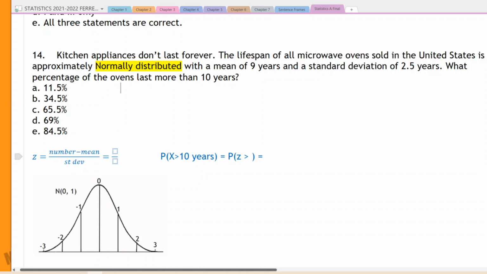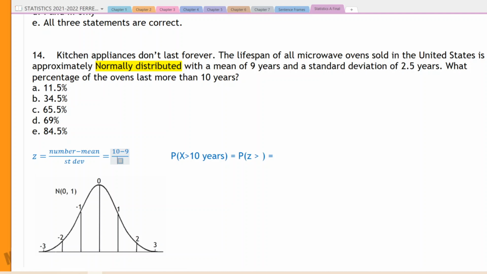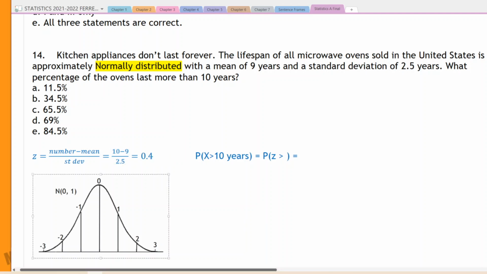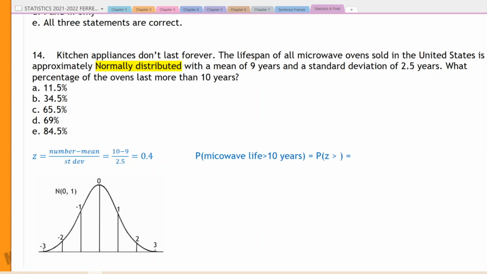So we have the z-score is equal to the number minus the mean, over the standard deviation. Our number is 10 years. The mean is 9 years. The standard deviation is 2.5 years. That's equal to 0.4. And then over here, the way that you would write this is the probability that x is greater than 10 years. You could probably even write down microwave life is greater than 10 years. That's equivalent to z being greater than 0.4.